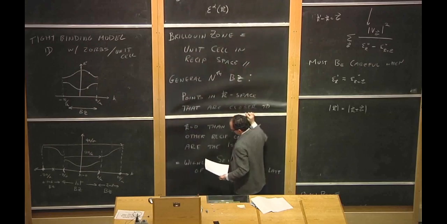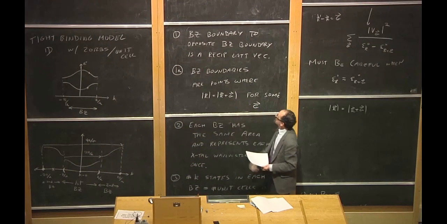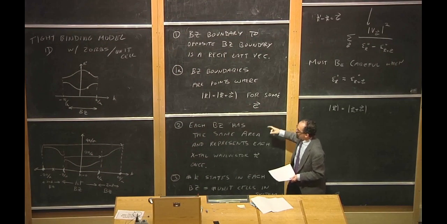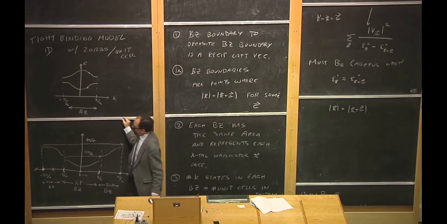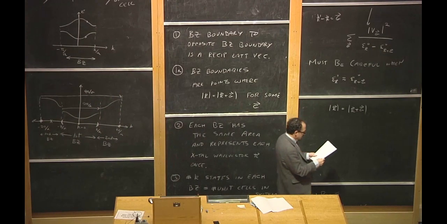You'll remember, somewhere here, there it is. It's the condition for being on a Brillouin zone boundary. When you're on a Brillouin zone boundary, E sub k and E sub k plus g are actually the same. Let's actually draw a picture of that.